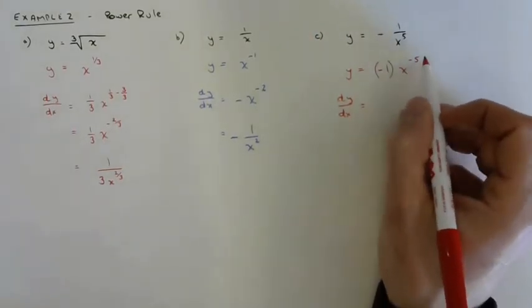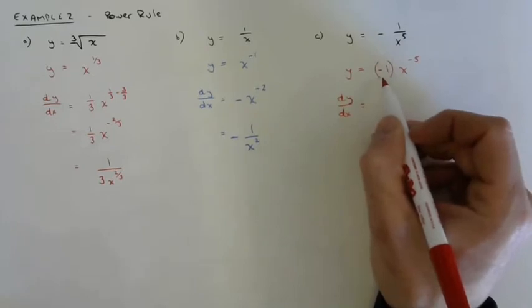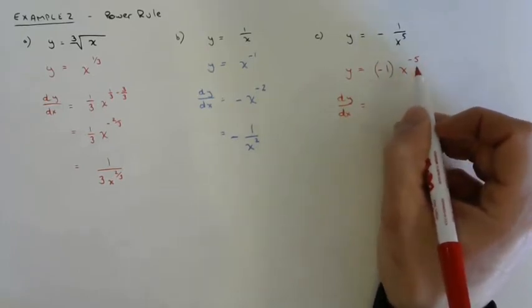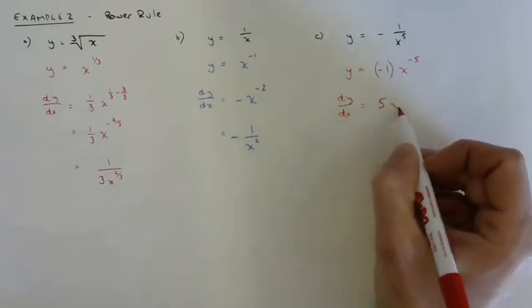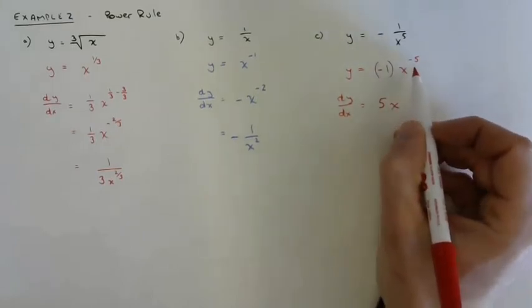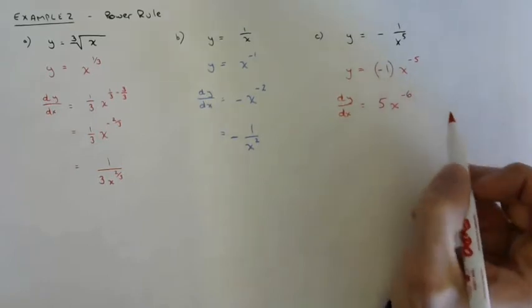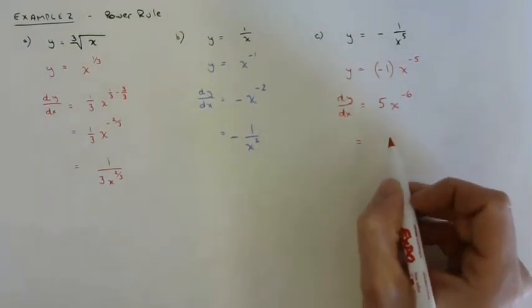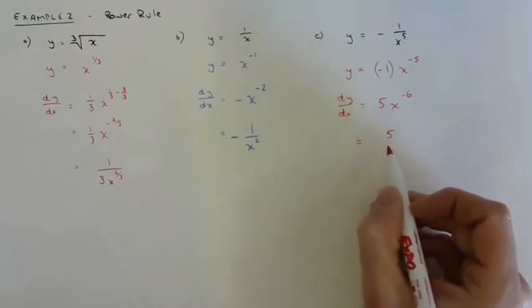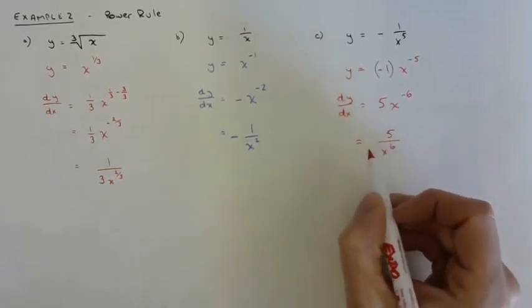Again, the exponent becomes a multiplier out front. So I'm going to do that in one step. -5 times -1 is just +5. And then my exponent goes down by 1. So I'm at -5, it goes to -6. And I need to express with a positive exponent. So this is 5/x to the power of 6.